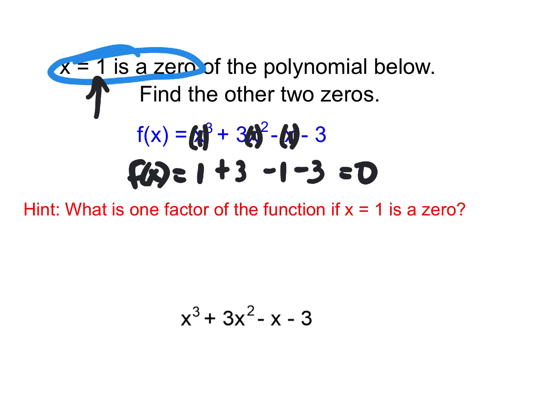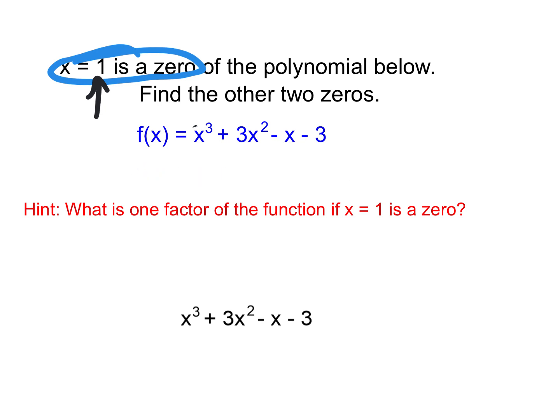All right. So now it says find the other 2 zeros. What? How am I supposed to figure out what the other zeros are if I know that 1 is one of my roots? Well, then let's think about how you could factor that thing. So do you remember how to factor?